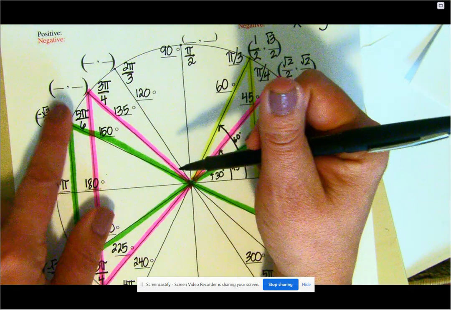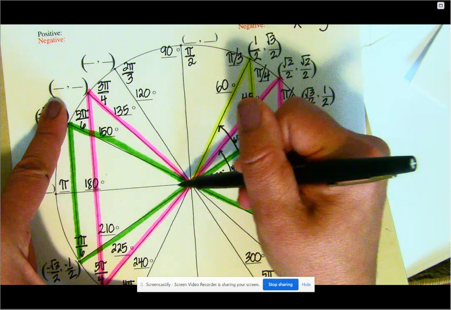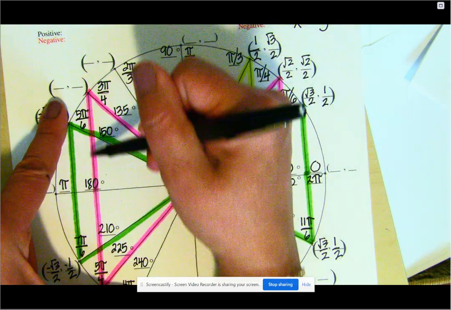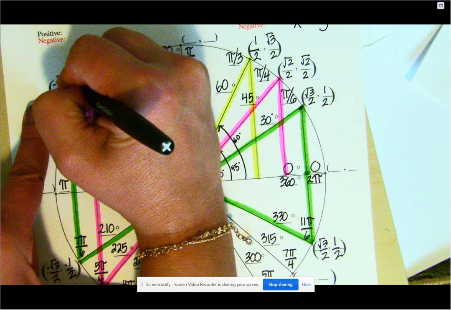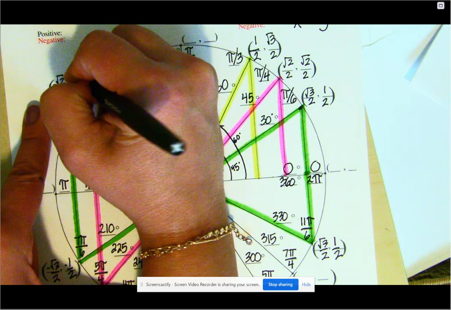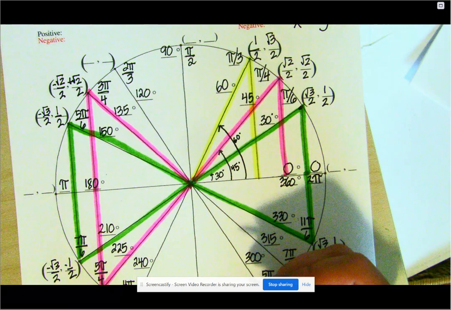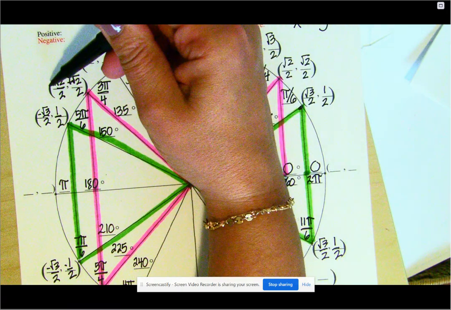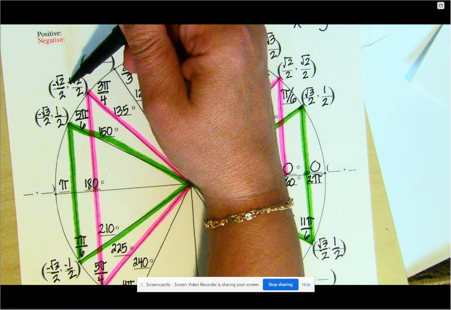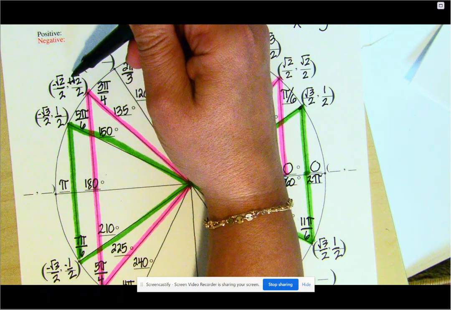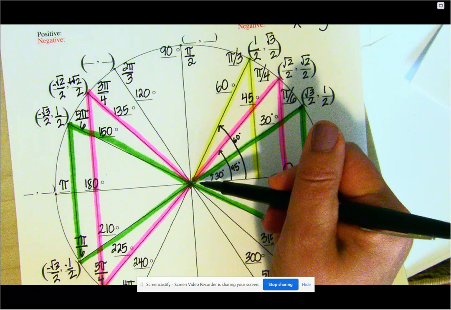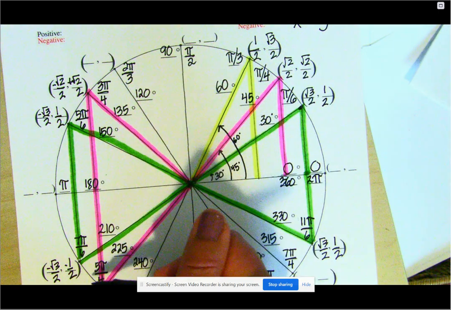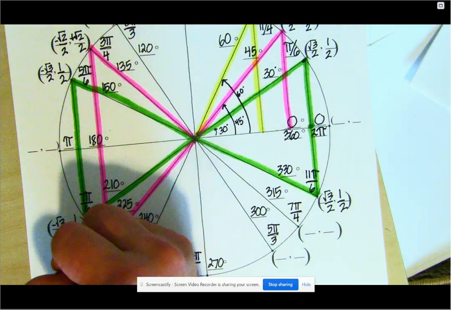So to get to this point, I'm going to go negative square root of 2 over 2, positive square root of 2 over 2. So notice in quadrant 2, the x coordinate is negative and the y coordinate is positive. I don't have any magic white out, so I have to put a plus there. Okay, down here, it's negative, negative. Both the x and y coordinate are negative.